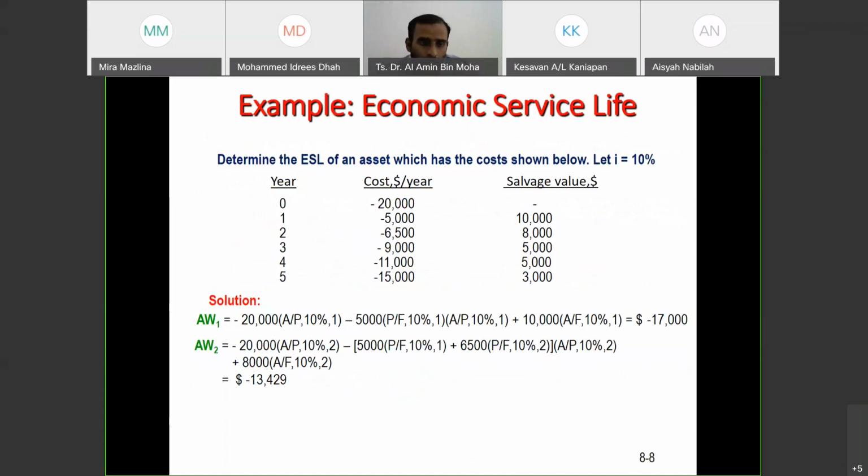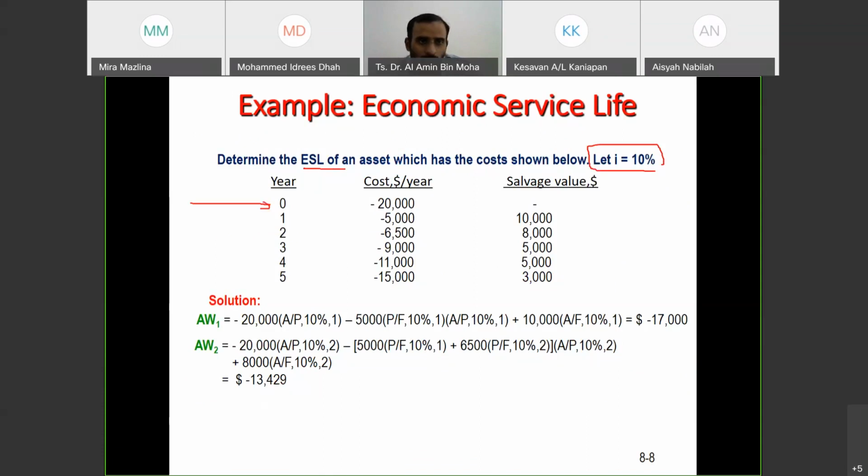Okay, we give the solution here. Just avoid this, pretend like you're not looking at it, not seeing it yet. So determine the ESL of the asset which has the cost shown below. They give you i, and they give you N up to 5.